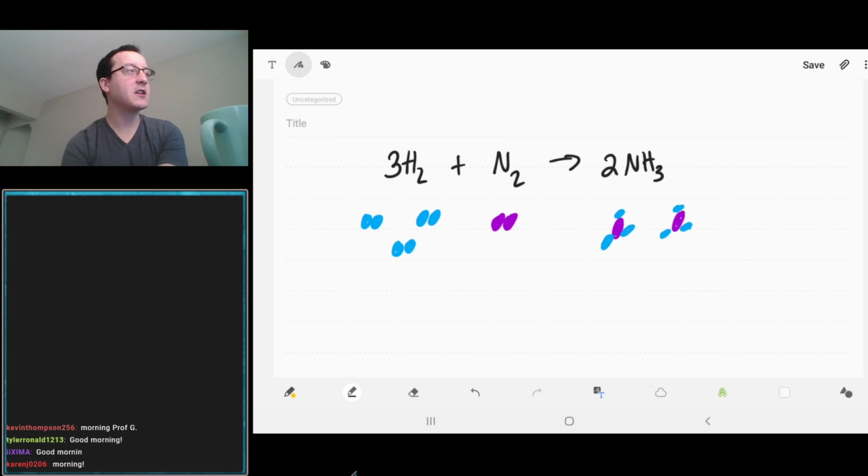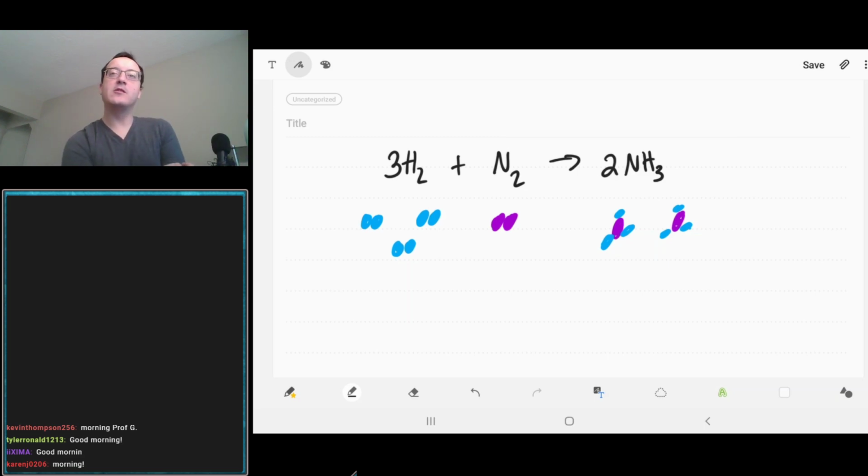This particular reaction that I've written here and already balanced for you guys is a very important one actually, because it produces about, I don't know, like 60% of the world's fertilizer. So you can imagine knowing exactly how much hydrogen and how much nitrogen to combine to make whatever amount of ammonia you want is going to be an important thing to figure out.